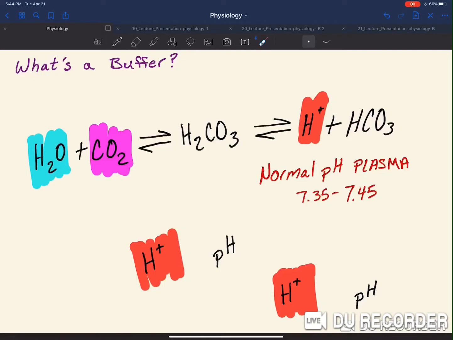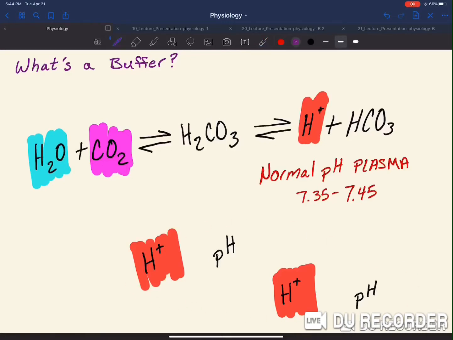And so the body always tries to maintain homeostasis and stay at this level because acid can denature proteins, and we don't want that in our body. So that's why we're always trying to maintain this 7.35 to 7.45. So, okay, and then down here you see the hydrogen and the pH and what's going on there.